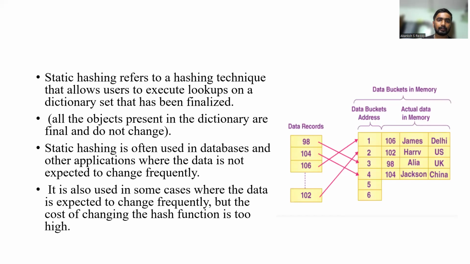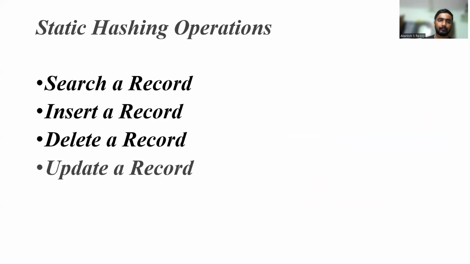Static hashing refers to a hashing technique that allows users to execute lookups on a dictionary set that has been finalized. All objects present in the dictionary are final and do not change. Static hashing is often used in databases and other applications where data is not expected to change frequently. It is also used in some cases where the data is expected to change frequently, but the cost of changing the hash function is too high.